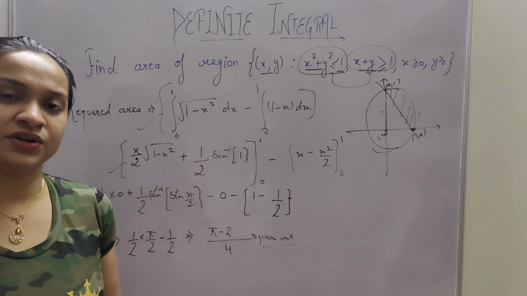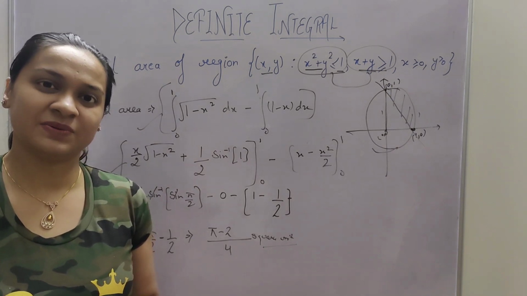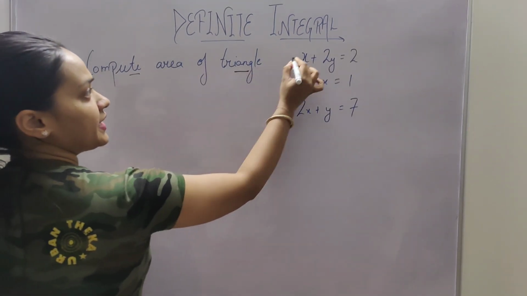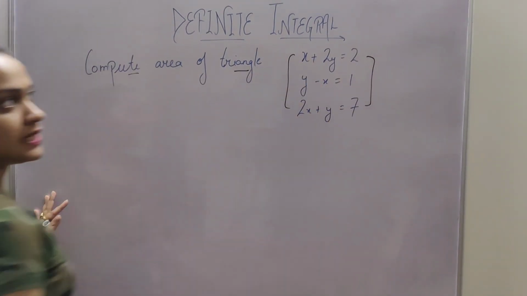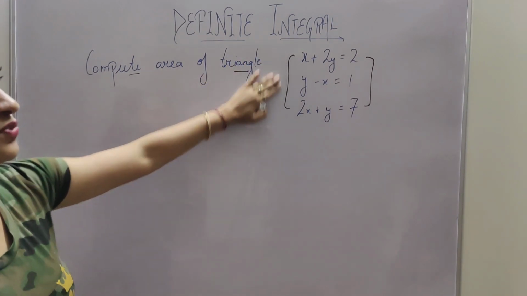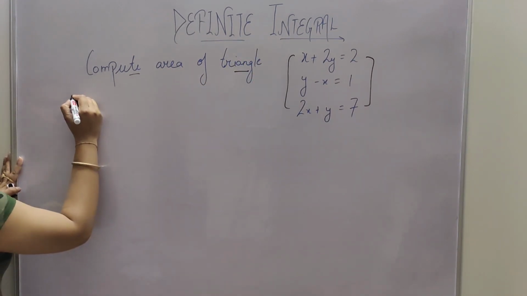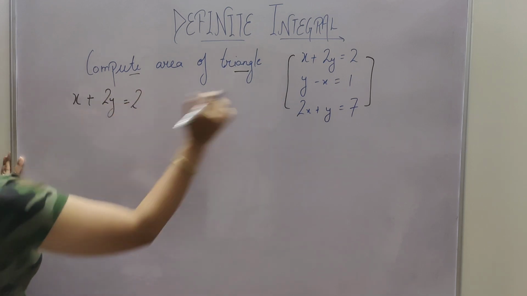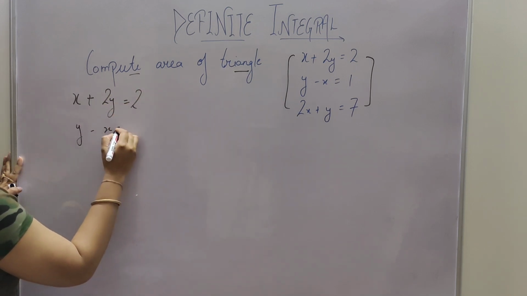Now we are going to move to the last question of this video. The next question is: compute the area of the triangle between 3 lines. So we will go with the first line and the second one first.